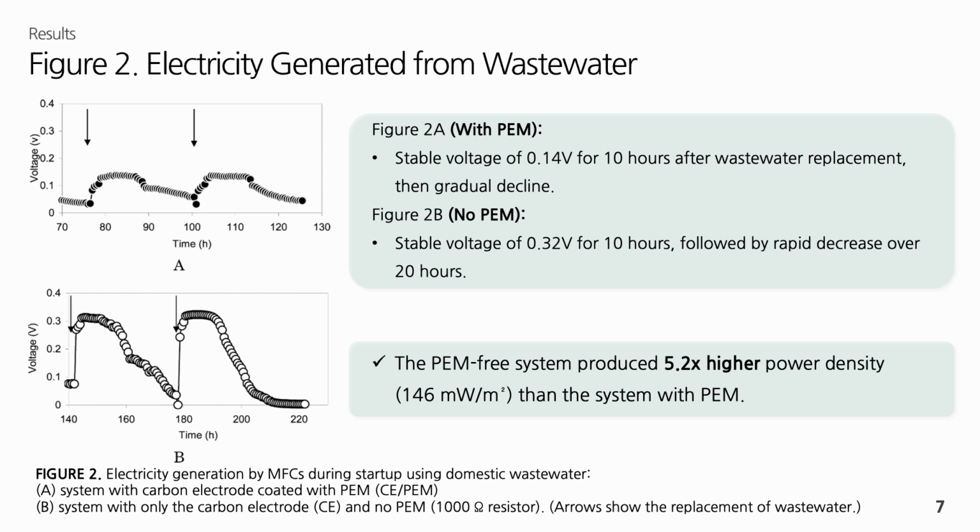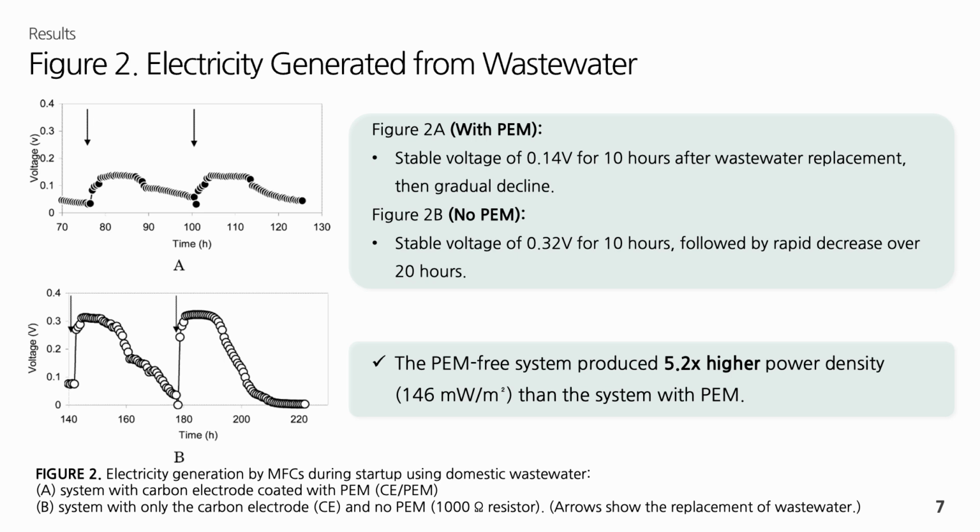1. Improved oxygen diffusion and cathode performance. With a PEM, oxygen diffusion is limited. Without the PEM, oxygen freely diffuses to the cathode, enhancing the oxygen reduction reaction. Oxygen acts as a critical electron acceptor at the cathode, accelerating electrochemical reactions. 2. Reduced internal resistance. The PEM introduces additional resistance due to its material properties. Removing the PEM decreases internal resistance, facilitating smoother proton and electron transfer.